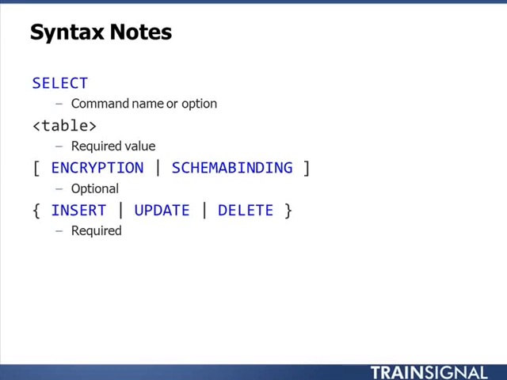Contrast that with the curly braces, where I've got insert pipe update pipe delete inside of curly braces. In that scenario, at least one and potentially more is required. And there is a little bit of an overview of the entire course. What do you say we get started?